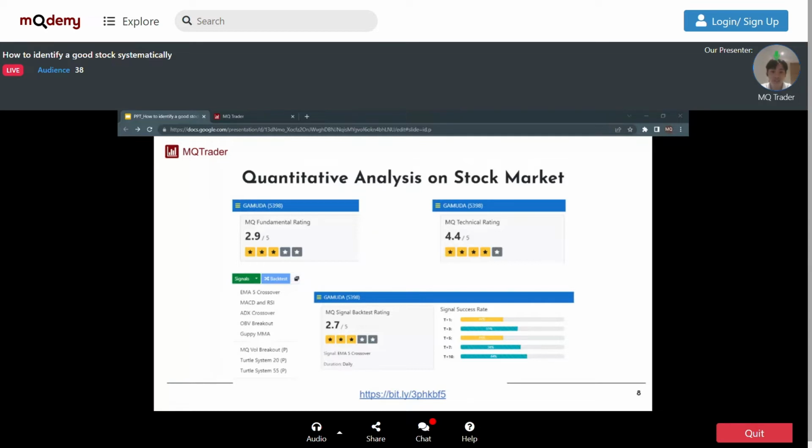Right here you can see 3 examples of our quantitative data. All these 3 ratings that you see on the screen are generated based on a lot of complicated data sets, which people normally call big data. But our MQ team has spent 5 years to build and implement this big data into our system. Then we use technology to simplify it. So in the end, with just one click in our MQTRADER system, you will be able to see a 0 to 5 rating about one stock's fundamental, technical, or even backtest results for your buy signals.